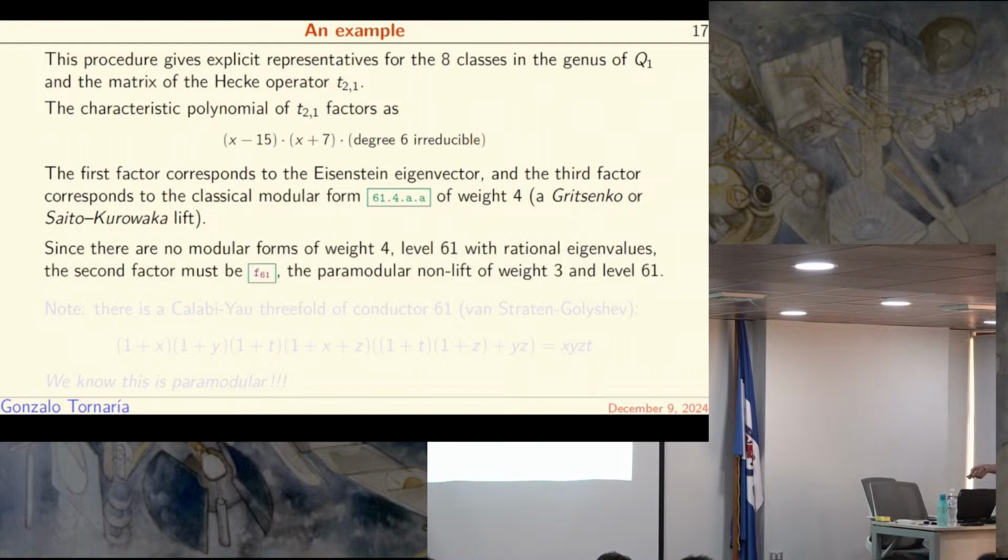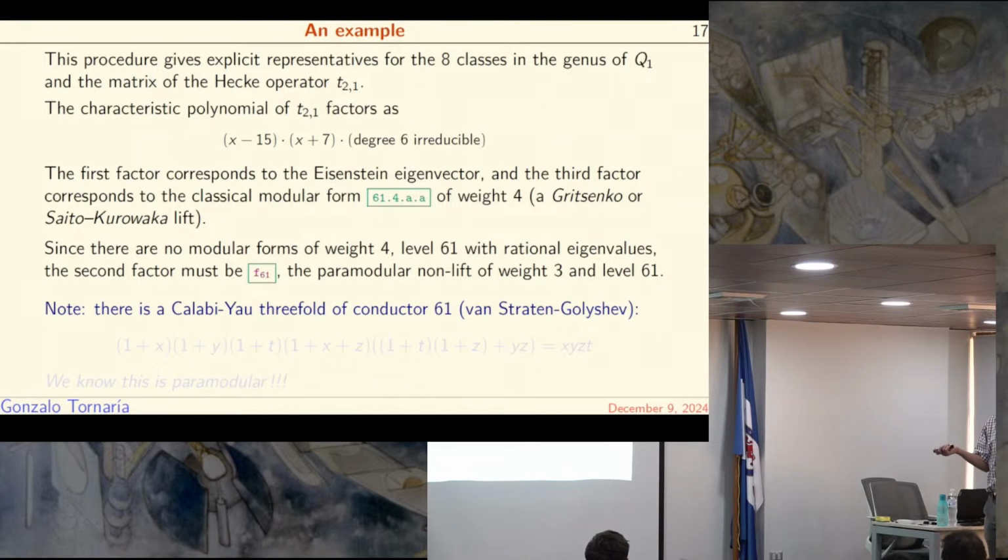But there are no modular forms of weight 4 level 61 with rational eigenvalues. So there's no lift that could match this. So this is a non-lift. So that's the first non-lift. Actually, it's the first level for which there is a non-lift, or the first prime level.